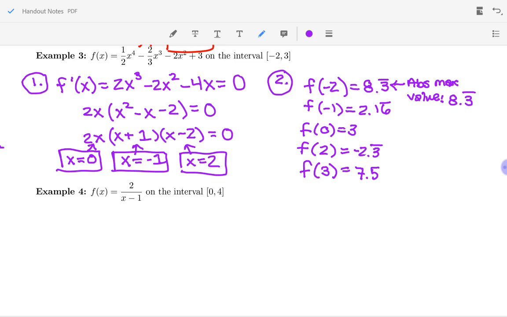If we look at the absolute min value, I have positive numbers here. I have a negative 2.3. That's going to be my absolute min value. It's negative 2.3 repeating.